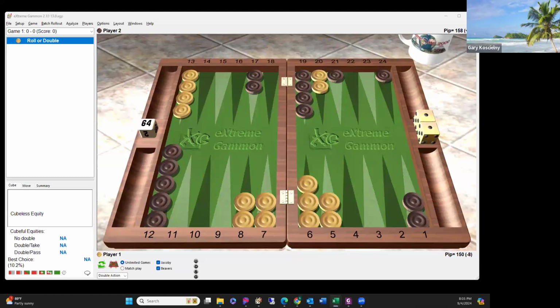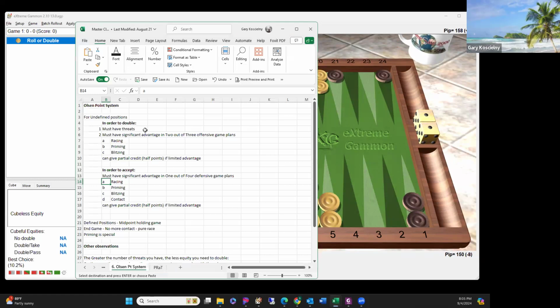I guess I'll put on the screen to remind everybody what the system is. He calls it the Olsen point system. So first of all, you have to have threats. That's one. And then you have a significant advantage, and this is to double, a significant advantage in 2 or 3 offensive game plans: racing, priming, and blitzing. And you can get partial credit if you have not a significant advantage, but some advantage.